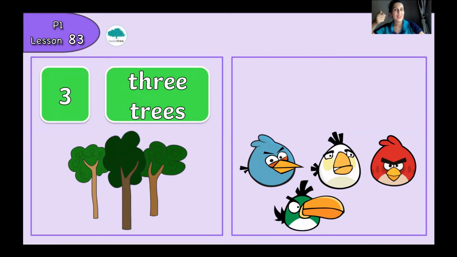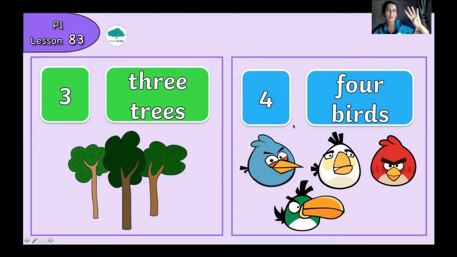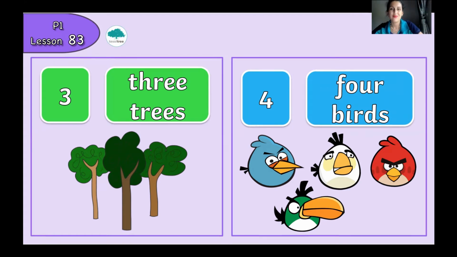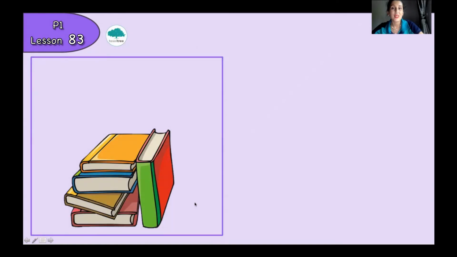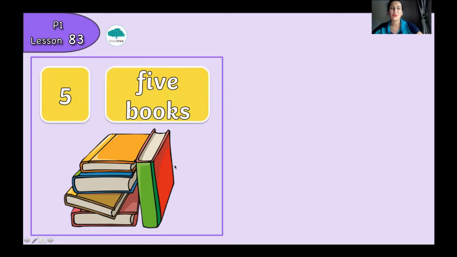These are birds. That's true. So, and what about number of the birds? 1, 2, 3, and 4. We can see 4 birds. Good job. Okay, let's continue. These are books. Okay, and let's count it together. 1, 2, 3, 4, and 5. That's true. We can find 5 books.